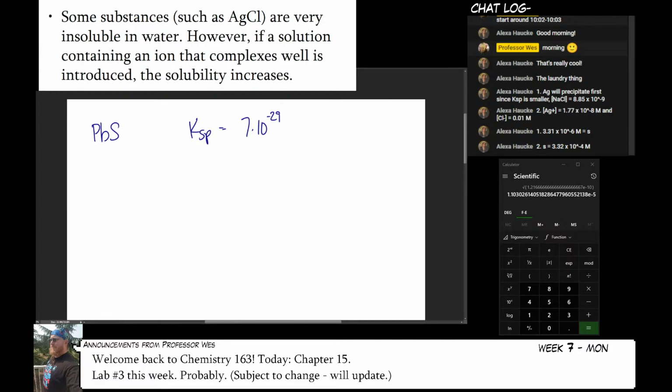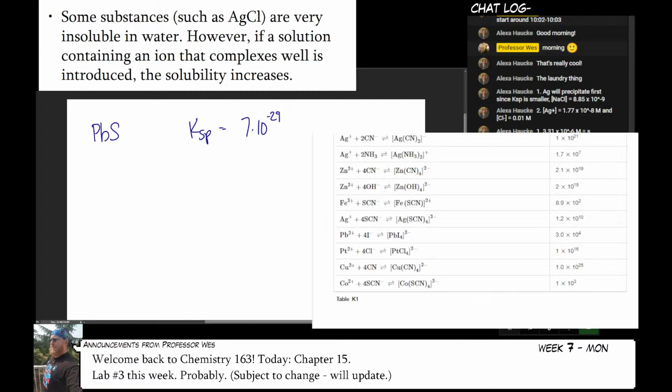But if I go over here to this screen, why didn't it window capture? That's weird. Oh, I'm on a different thing. That's why. There we go.